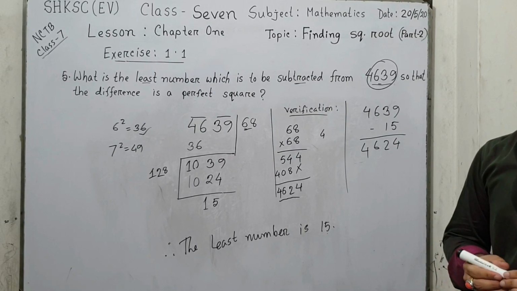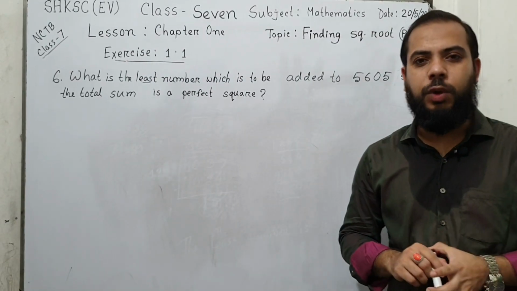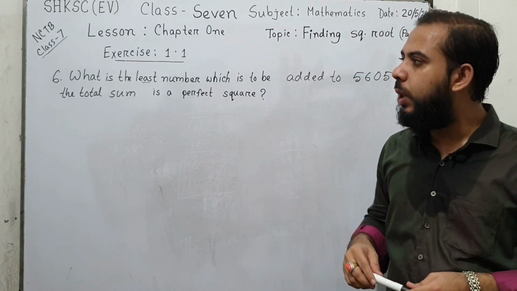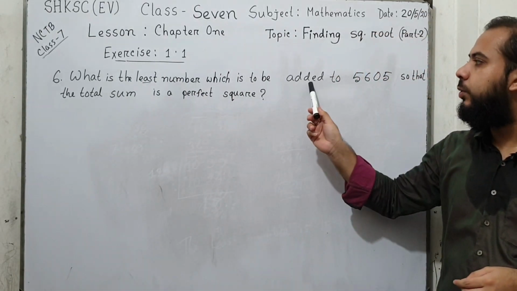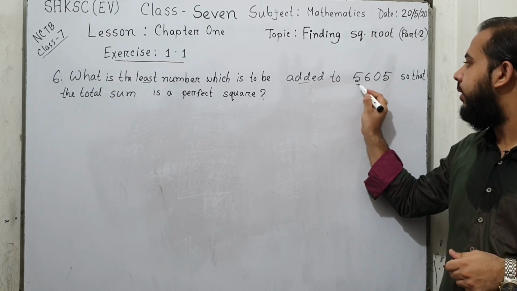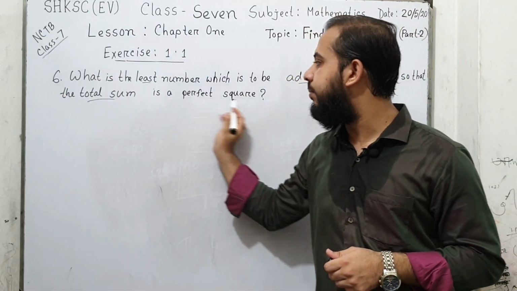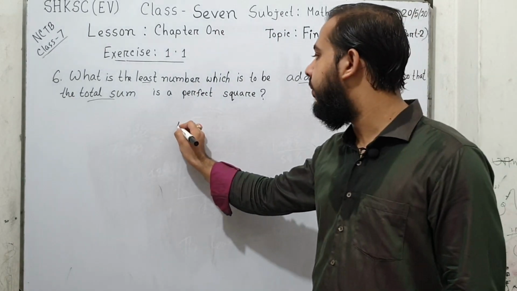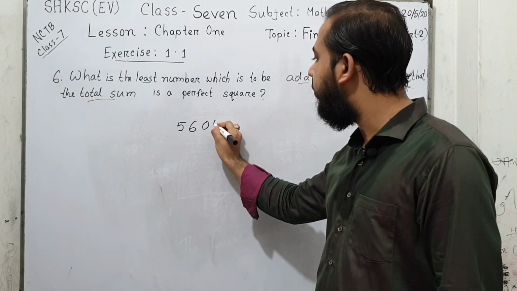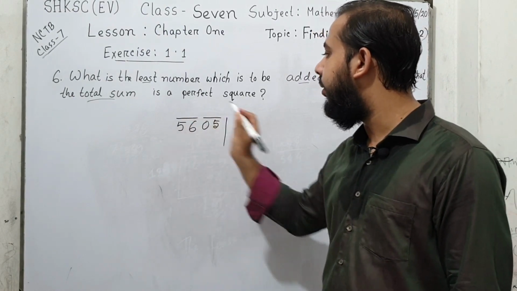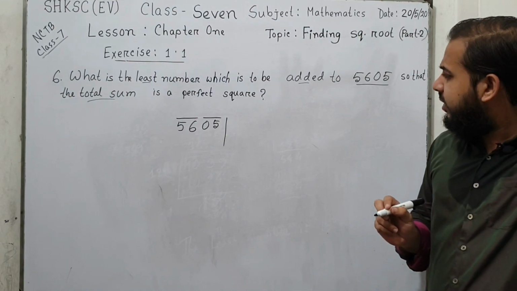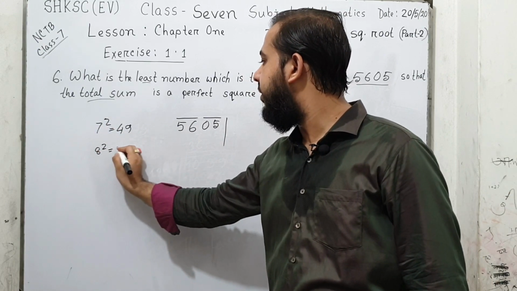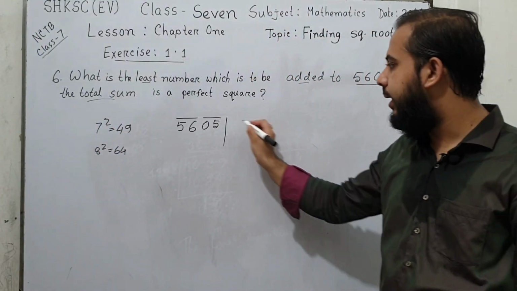Now let's move on to our next problem. Our next word problem, question number 6, which is similar to the previous one. What is the least number which is to be added to 5605, so that the total sum is a perfect square? At first we need to find the perfect square closest to this number 5605. So 7 square will be 49, 8 square will be 64, which is more than 56. So we can take 7 here.